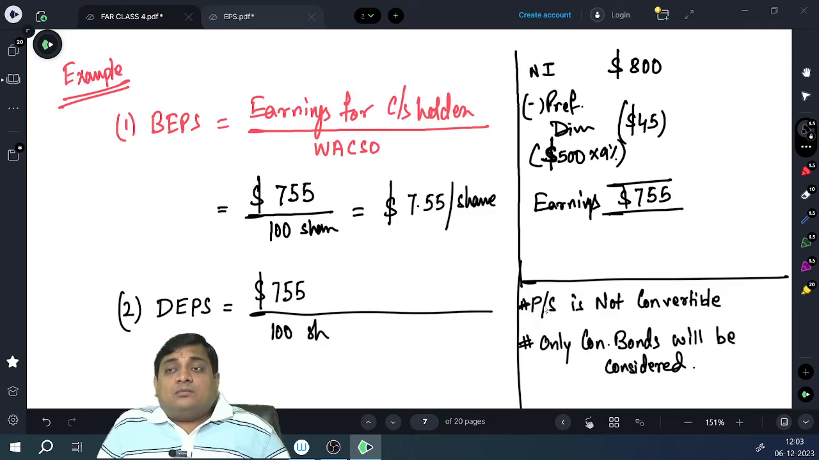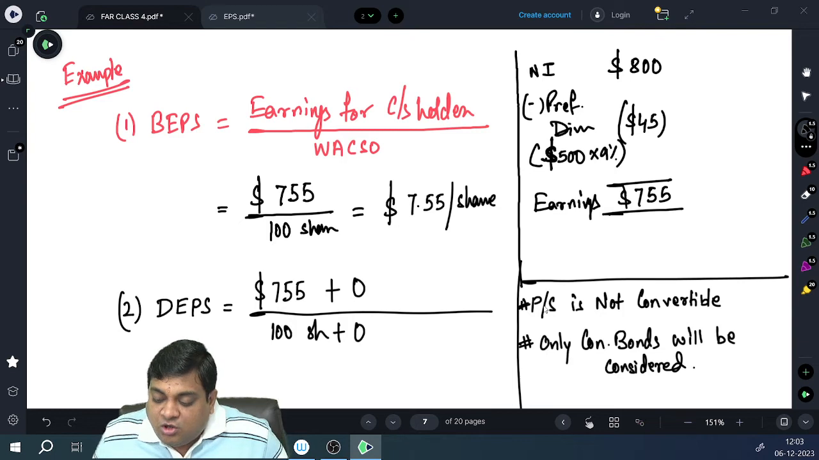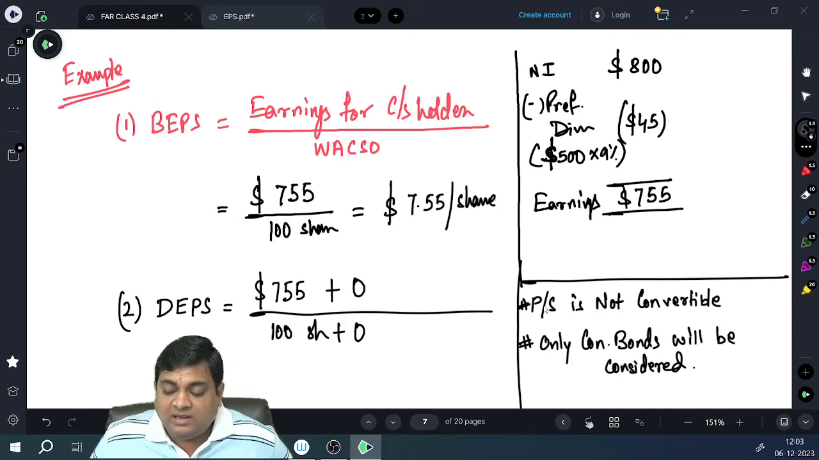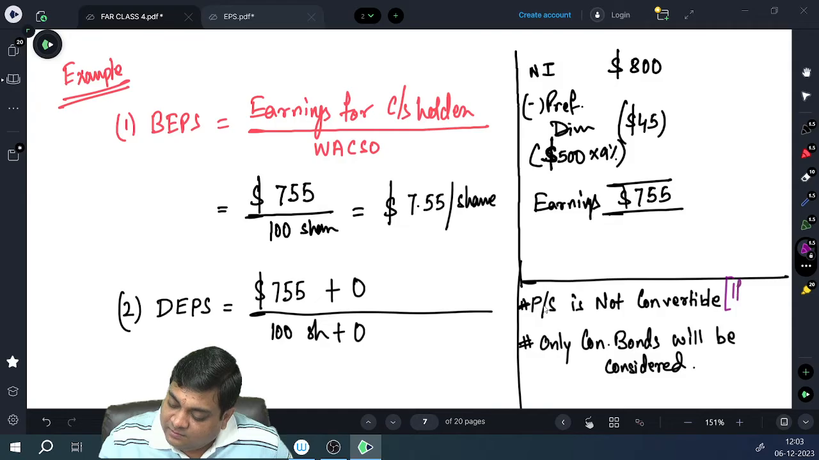Had it been convertible preferred stock, then we would have shown two savings and denominator will increase by two amounts. But preferred stock is not convertible. So it won't be considered for the purpose of diluted earning per share. So if converted does not apply here. If converted does not apply.